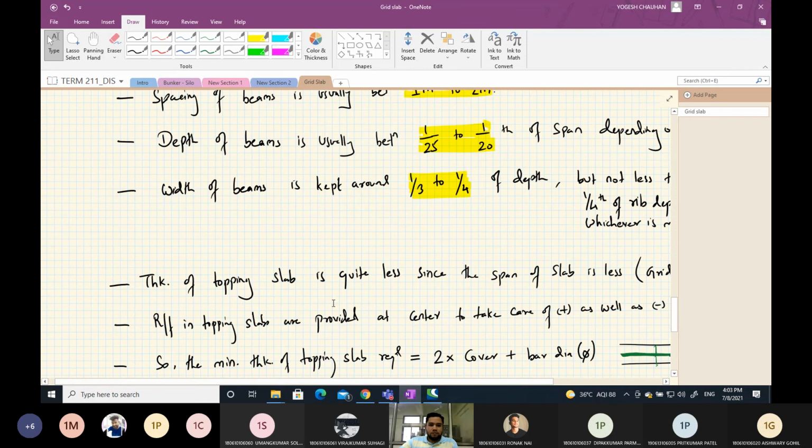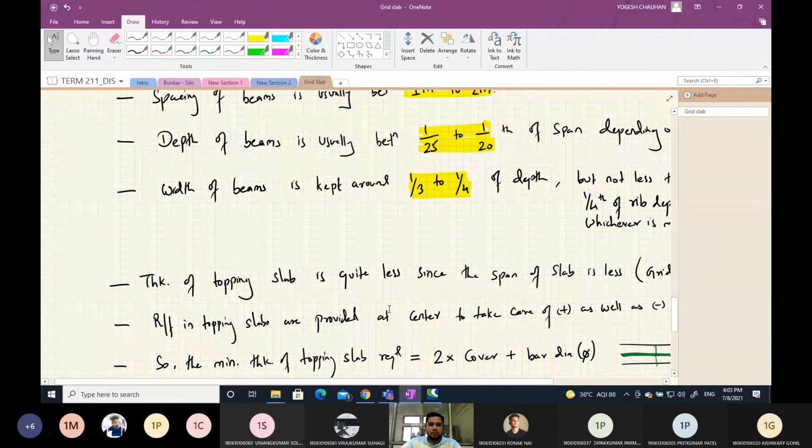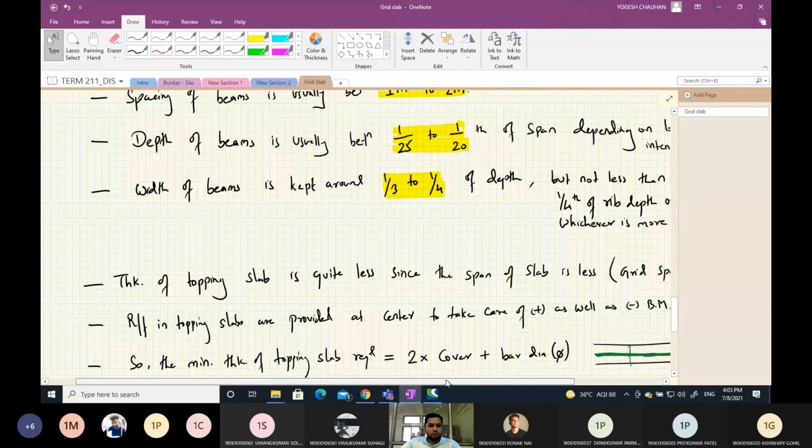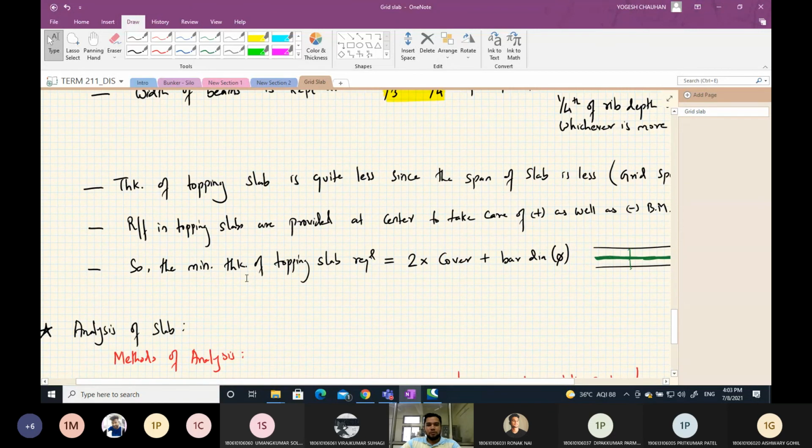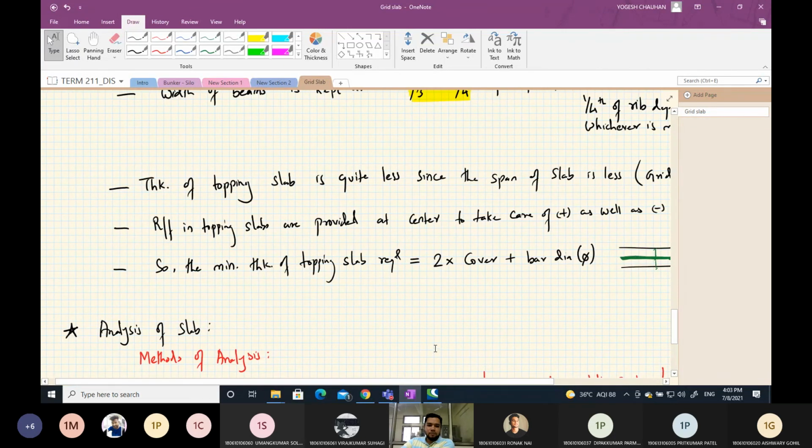The thickness of the slab is quite small, because the span of these slabs between beams is very small, around 1 to 2 meter. So the thickness of the topping slab is very small, and the reinforcement is usually provided at the center to take care of both positive as well as negative bending moments. The minimum thickness required for the topping slab should be at least 2 times cover plus bar diameter.